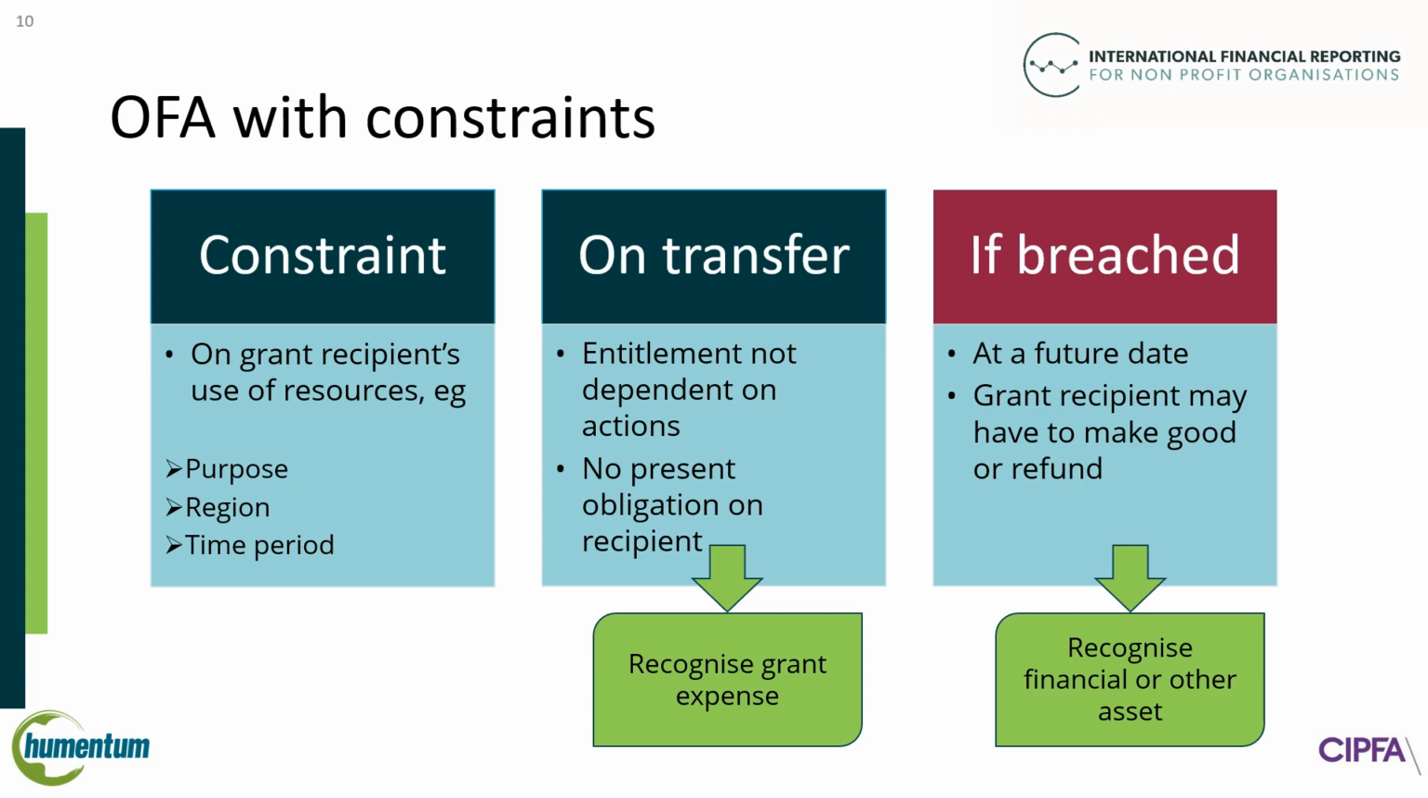If the grant recipient has a liability, then the grant-providing NPO may have a corresponding asset. This asset could be a financial asset, such as a refund due, or another asset, such as a right held by the grant-providing NPO for the grant recipient to carry out an activity.